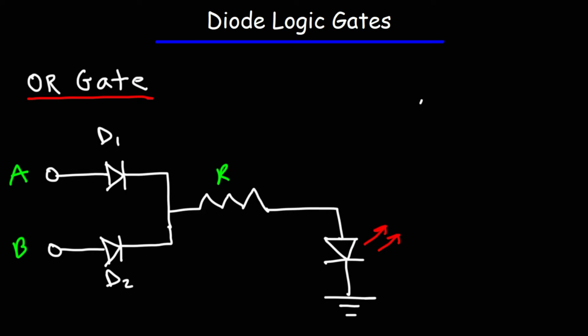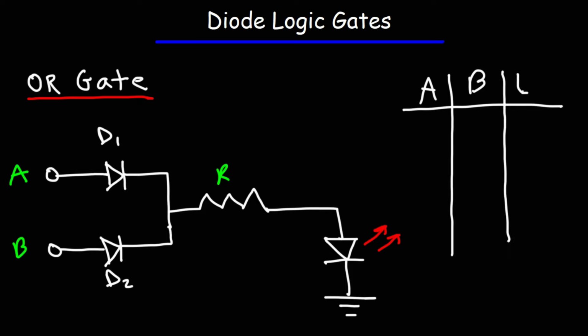Next, we need a truth table. So we're going to have A in one column, B in the second column, and the results of the LED in the third column. Now, 0 means that the input is either off or that its voltage is low. So you can put L for low voltage. A 1 means that the input is on. The voltage might be 5 volts or something. So the voltage is considered high.